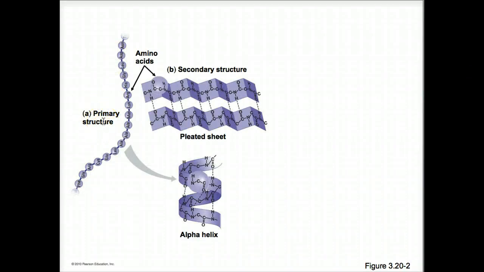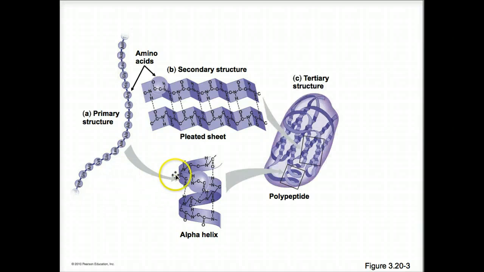After the primary structure has been formed, these amino acids will then interact with each other to form a secondary structure. There are 2 secondary structures. The first one is called the beta-pleated sheet, and the second structure is called the alpha helix. So again, it's the interactions between the amino acids and the side chains that cause these structures to occur.